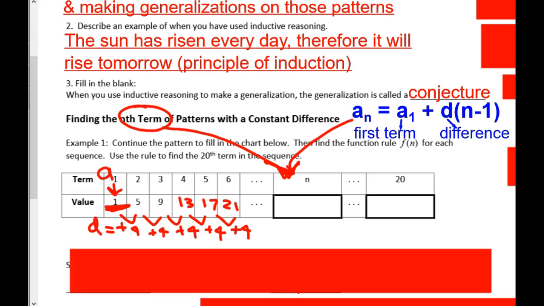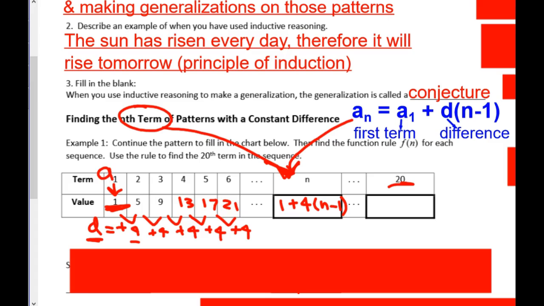So let's just plug it in. A1 is 1, plus the letter d, the difference, is 4. And then you always put parentheses, n minus 1, parentheses. So that's the nth term, that's the rule. And then we're going to use that rule to figure out the 20th term. I don't want you to keep adding 4 twenty times if there's a different way to do it.